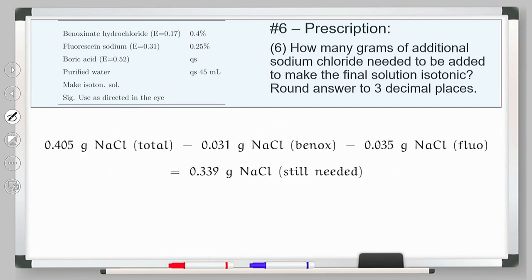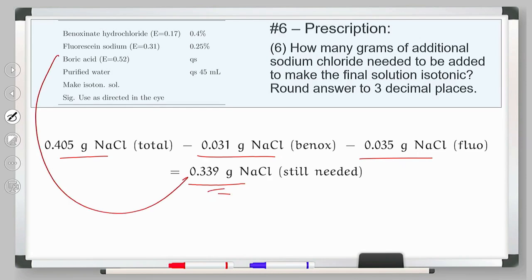So now, if that's my total, let's subtract what I get from my binoxonate and subtract the total that I get from my fluorescein. But subtract what, though? Not the weights of the drug. Do you see where things could go bad here? I'm subtracting the equivalent weight of sodium chloride for each of those drugs, the things we calculated. That's what we subtract from our sodium chloride equivalent total. And what I still need to get is 0.339 grams. So I still need to get that amount of sodium chloride from what? From the boric acid. That's what I'm going to have to use boric acid to provide.